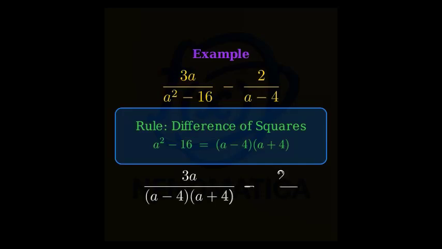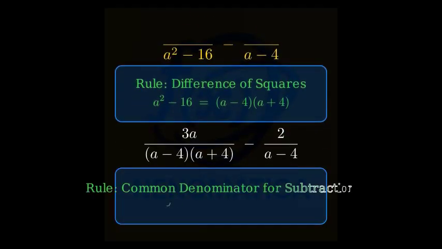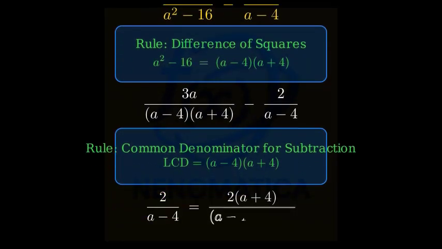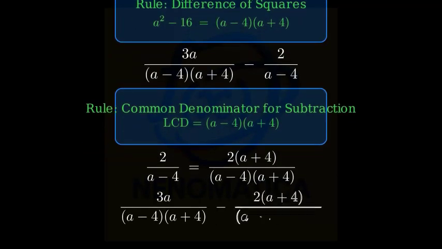Now rewrite the expression with the factored denominator. Step 2. To subtract rational expressions, we need a common denominator. The common denominator is (a minus 4) times (a plus 4). Rewrite the second fraction so it has the same denominator. Step 3. Since the denominators match, combine the numerators.